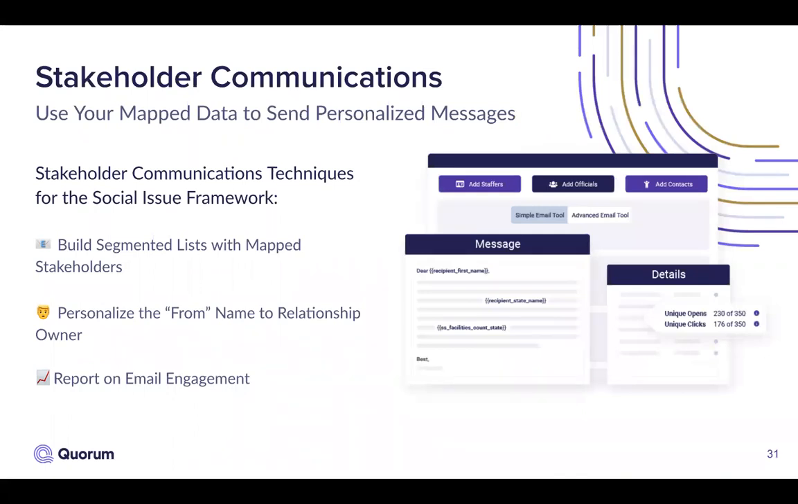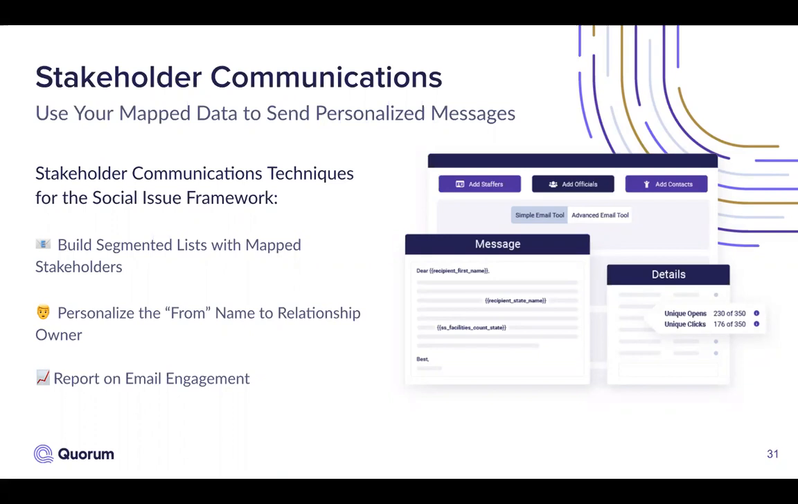And now that you've mapped your stakeholders, you can use those categories to send personalized communications to subsets of your stakeholders based on their interests, influence, and relationship with your team. So organizations use Quorum Outbox to send out everything from scheduling emails to make time with stakeholders to economic impact reports, company announcements, rapid response. And the list building features are really easy to use, so you can make sure your stakeholders are getting personalized messages rather than bombarding them with every message related to your social issues.